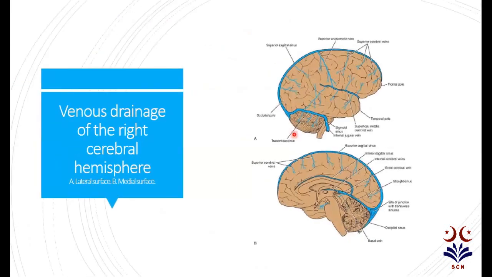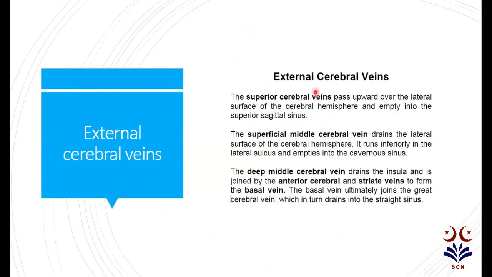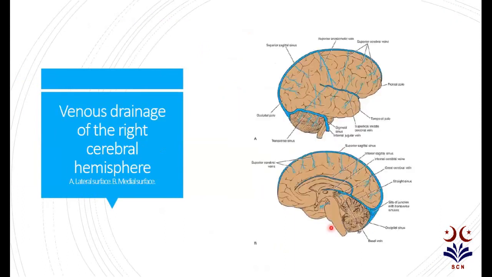So this is the venous drainage. External cerebral veins, what are they? Superior cerebral veins, the superficial middle cerebral vein, and the deep middle cerebral vein. The anterior cerebral and striate veins form the basal vein. I showed you already, this is the basal vein here.